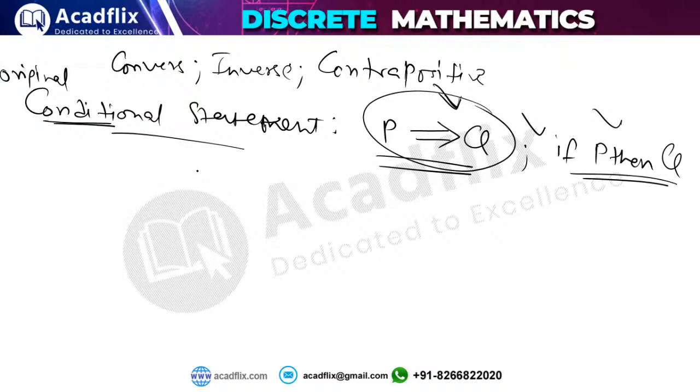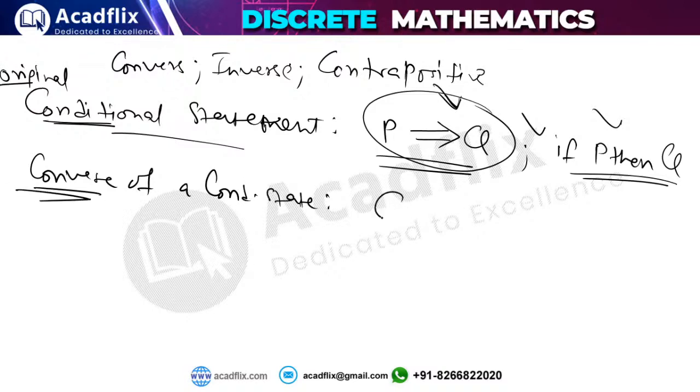Now you can cook more conditional statements. From this conditional statement you can derive more conditional statements. This is the original conditional statement. Now you can construct the converse of this. What will be the converse of a conditional statement? The converse will be basically Q implies P.